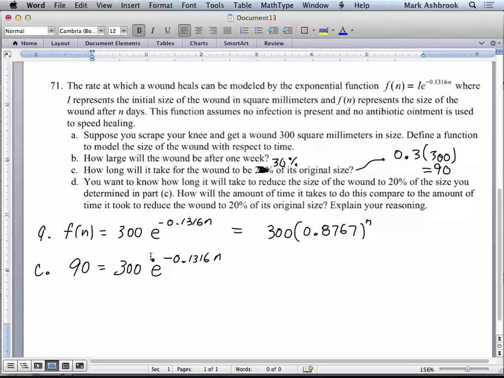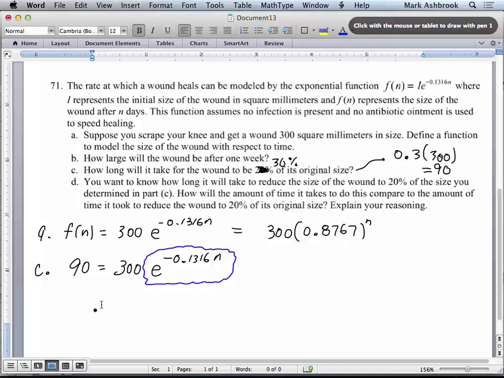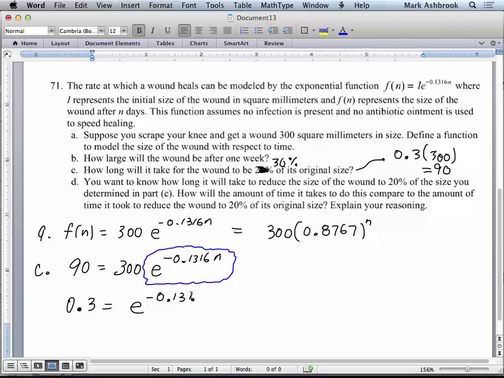So first step, I want to isolate this exponential right here. Therefore 90 over 300 first, which is 0.3, equals e to the negative 0.1316n. Who learned something today? What's the next step? Tell me, talk it out. Nadine.